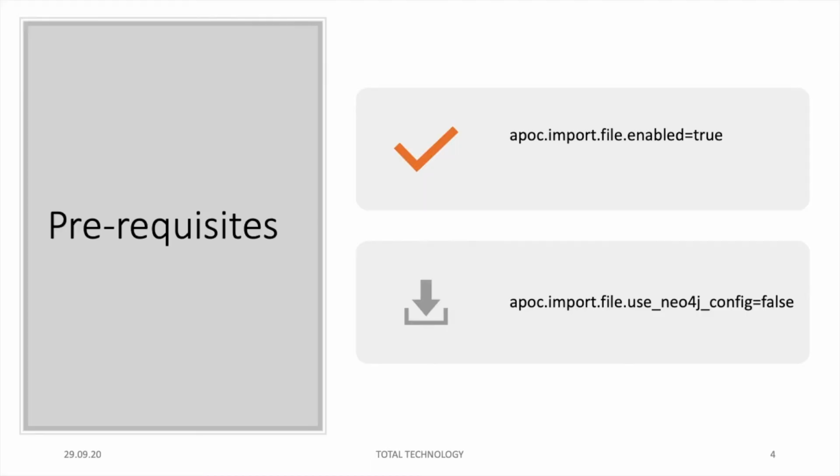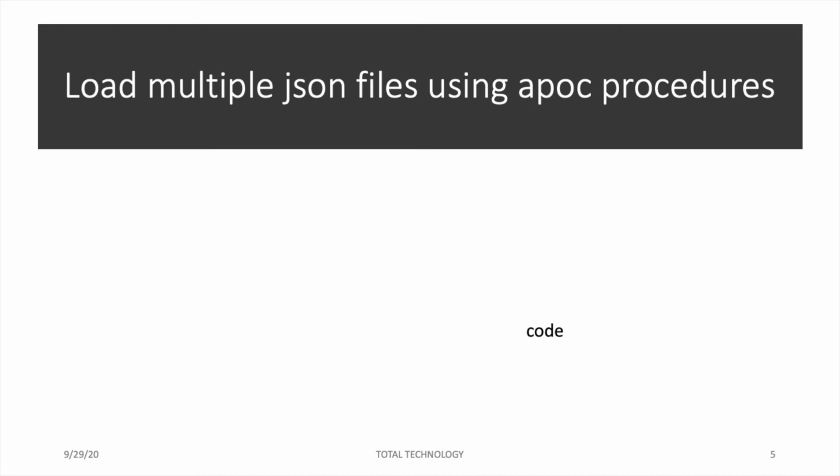Again, these are the prerequisites. I believe all of you are familiar with this. If someone is watching for the first time, please start watching from tutorial number 75, where I have explained each and everything, and then it will be easier for you to understand. If you do not configure this and you try to run the code, it will throw some error. So, load multiple JSON files using APOC procedure. I'm not going to do anything here now.